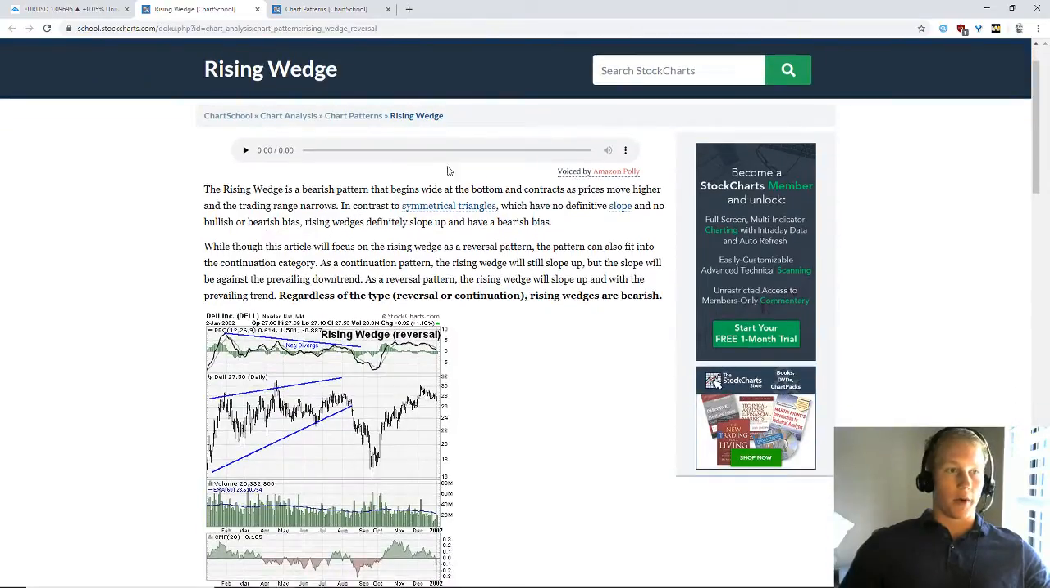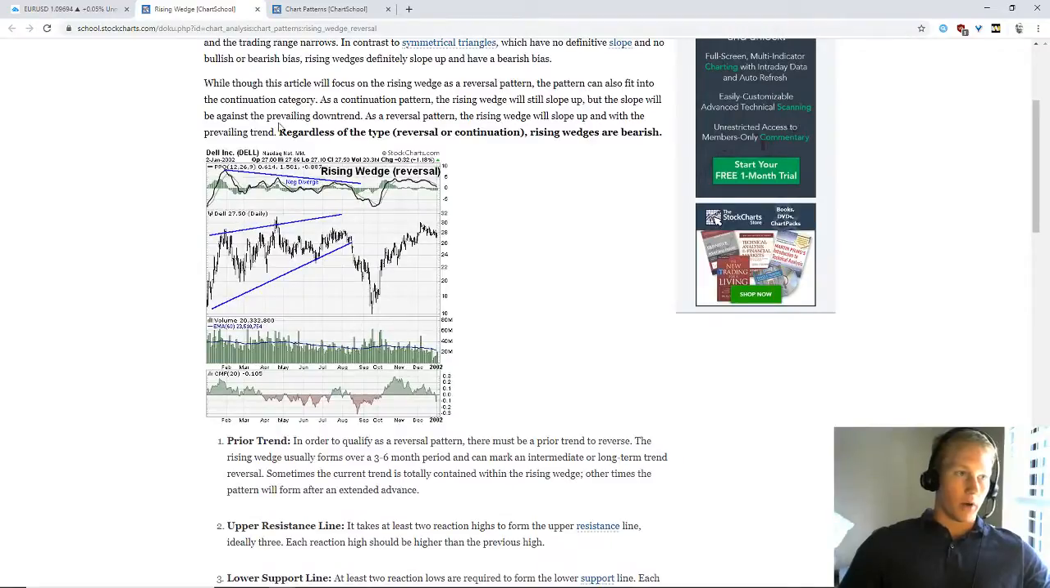The rising wedge is a bearish pattern that begins wide at the bottom and contracts as prices move higher and the trading range narrows. In contrast to symmetrical triangles, which have no definitive slope and no bullish or bearish bias, rising wedges definitely slope up and have a bearish bias. Though this article will focus on the rising wedge as a reversal pattern, the pattern can also fit into the continuation category. As a continuation pattern, the rising wedge will slope up, but the slope will be against the prevailing downtrend. As a reversal pattern, the rising wedge will slope up and with the prevailing trend. Regardless of the type, reversal or continuation, rising wedges are bearish.